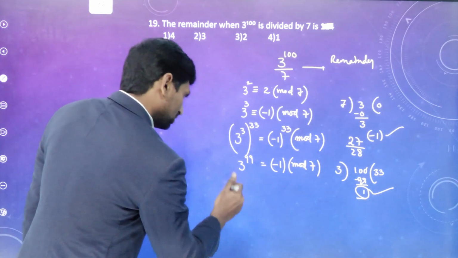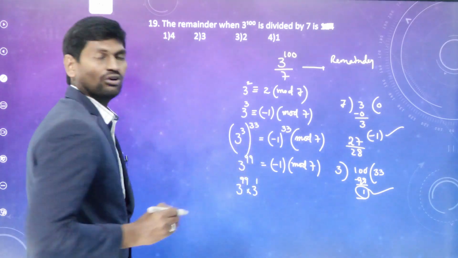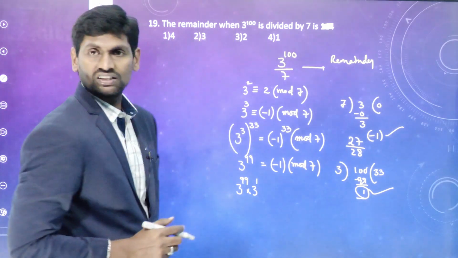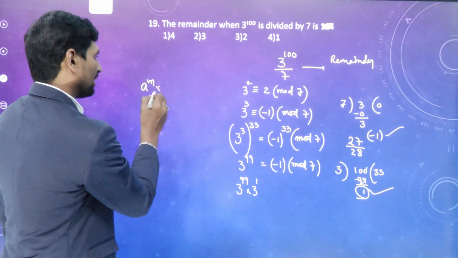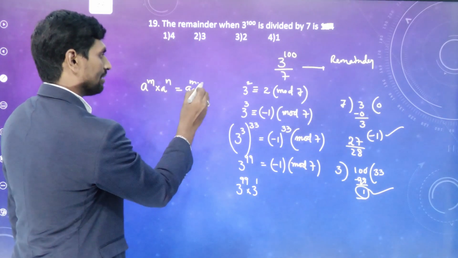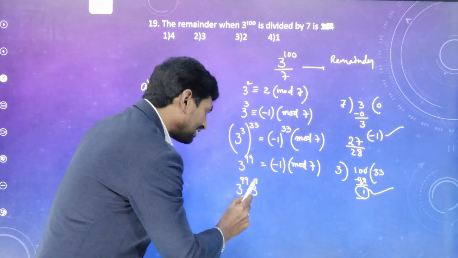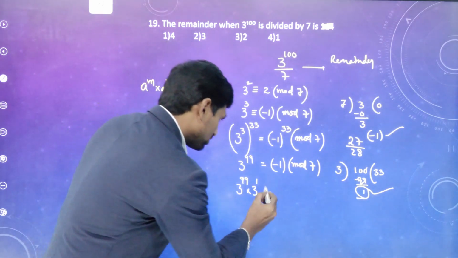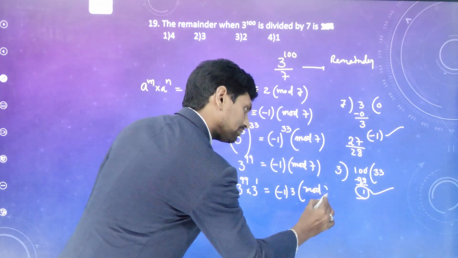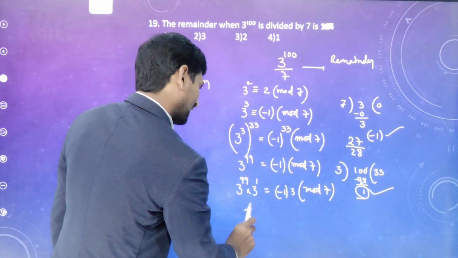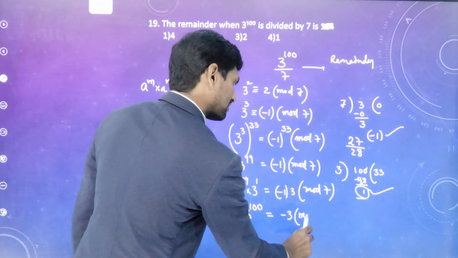Okay, na? So 3 power 99 only is there, but actually we want 3 power 100. So one more 3, then according to the laws of exponent, a power m into a power n is nothing but a power m plus n. Same way, 3 power 99 into 3 power 1, 3 power 99 plus 1, 100 will be. We want 100 only. So both sides I am multiplying with 3. So 3 power 100 equals minus 1 into 3, minus 3 modulus of 7.